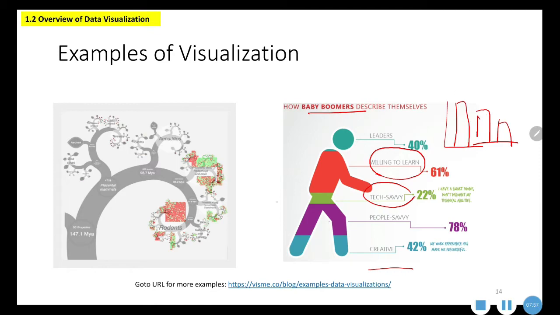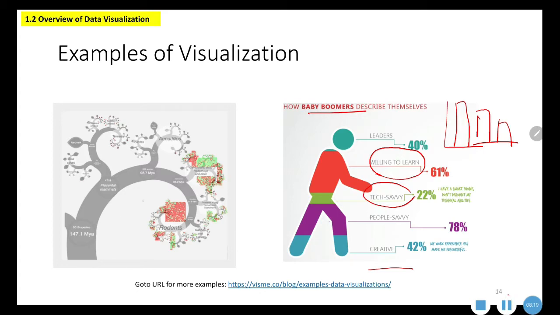Same goes for this one on the left. This is about mammals curation. It shows that you can go to this website and read a lot of explanation for this chart.